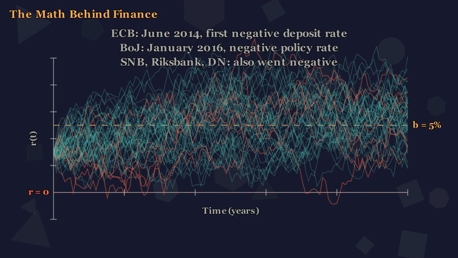Switzerland, Sweden, and Denmark also went negative. The model's bug became its most prescient feature. Vasicek gives us a closed-form bond price. It is affine in the short rate. Log of P is linear in R. The function B of T measures how sensitive the bond price is to the current rate.